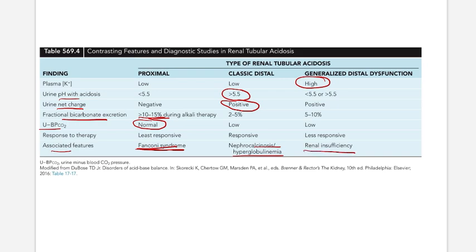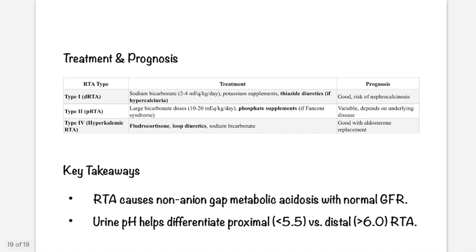So in this table, just remember 3-4 things. Potassium is high in type 4 RTA. Urinary pH is high in distal RTA. Urinary net charge is positive in distal RTA. Urine minus blood CO2 pressure is normal in proximal RTA, and low in the others. Associated features are Fanconi syndrome, nephrocalcinosis, hypoglobinemia, and renal insufficiency. These are important. Okay.